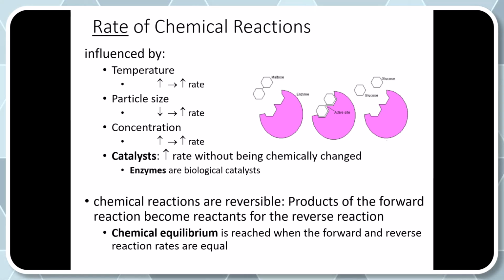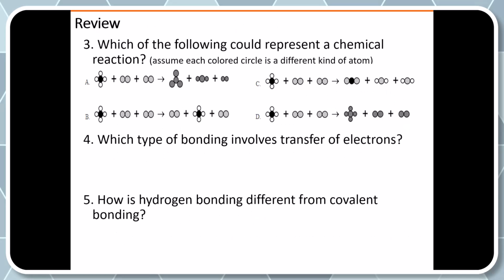Then later we'll talk more about enzymes and catalysts, but catalysts increase the rate of a reaction without being chemically changed, and enzymes are typically proteins, not always, but typically proteins, and those are biological catalysts. I think people have probably heard about digestive enzymes before that help you break down your food. So really, chemical reactions are reversible. The products of the forward reaction become the reactants for the reverse reaction, and chemical equilibrium is reached when the forward and reverse reaction rates are equal.